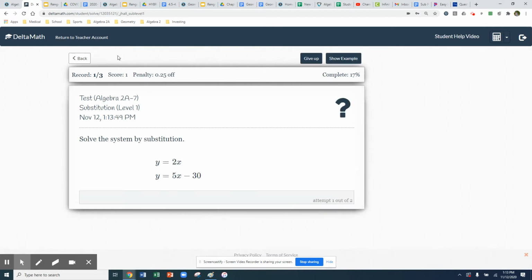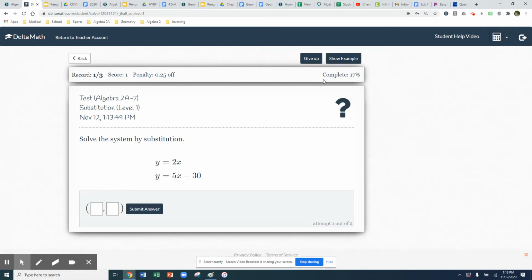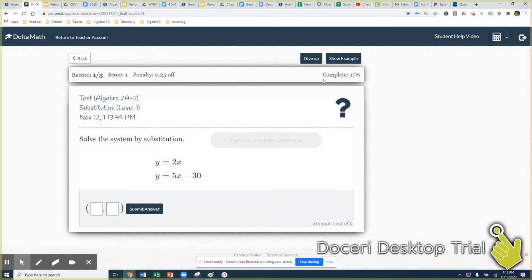We'll look at one more of those. So we got y equals 2x, y equals 5x minus 30. So again, we'll substitute 2x in for the y. Basically, you're just setting both of those x parts equal to each other. 2x is equal to 5x minus 30. Okay, subtract 5x over, negative 3x equals negative 30. x equals 10.